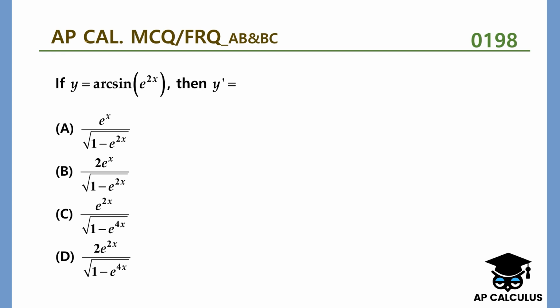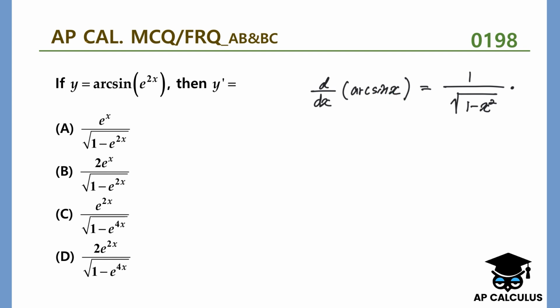Question 198. If y is equal to arcsine e to the 2x, then what is the derivative of y? Okay, first we have to remember the derivative of arcsine x. So the derivative of arcsine x, or we can say inverse sine x, same thing, is equal to 1 over root 1 minus x squared times the derivative of this.